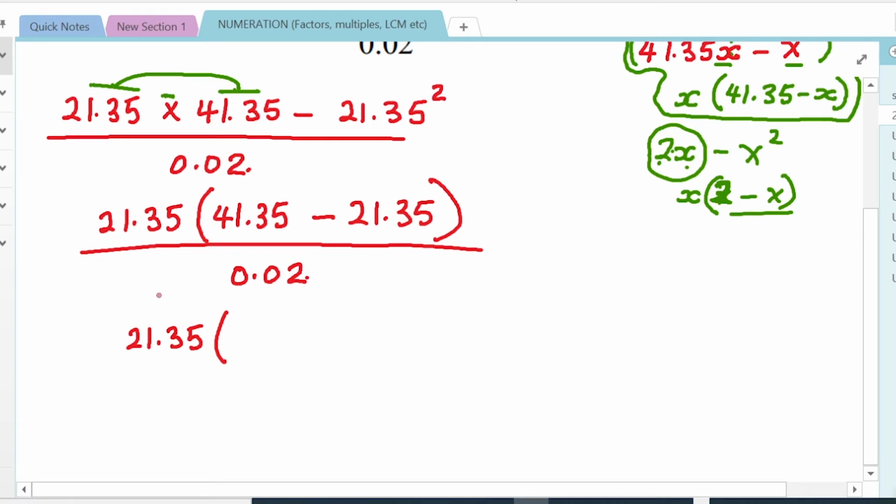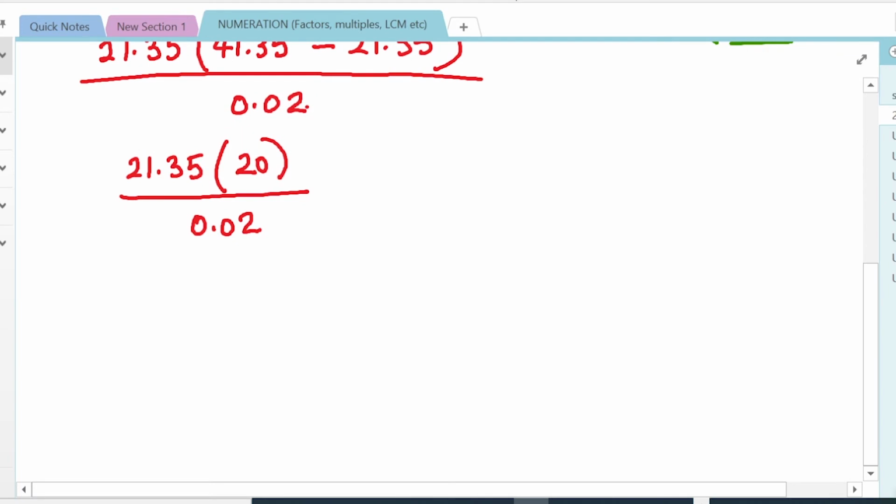So when you subtract those two, probably using your calculator, you end up with 21.35 multiplied by 20 right there. In brackets is 20, divided by 0.02. When we continue there, we can say that this 0 goes with that decimal point moving forward. So we shall end up with 213.5 multiplied by 2, divided by 0.02.